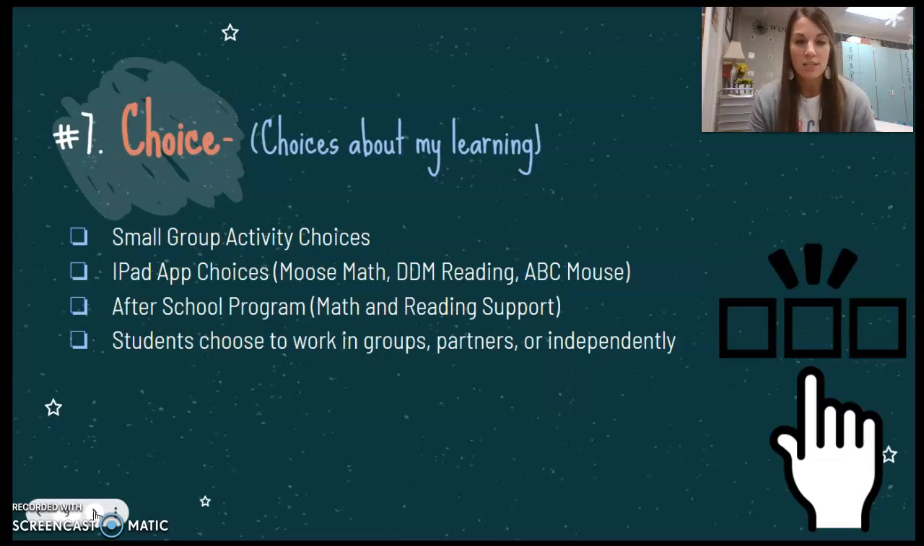For instance, an iPad choice: Moose Math is a math building app, DDM Reading is phonics building, and then ABC Mouse is an overall app. They can choose one of those. They can decide what they're going to work on that day. That puts it back on them. After school program, that's the parents' choice on the student's learning, but it is also their learning individually. Not everyone has to attend that. And then students choose to work in groups or partners or independently. We will have projects in here where the students are able to make that choice for themselves and determine what's best for them.